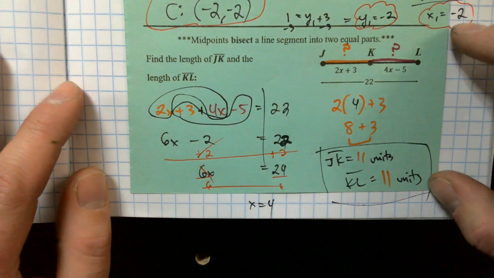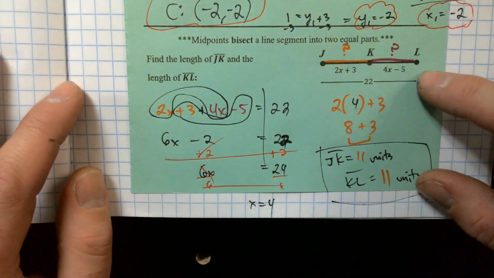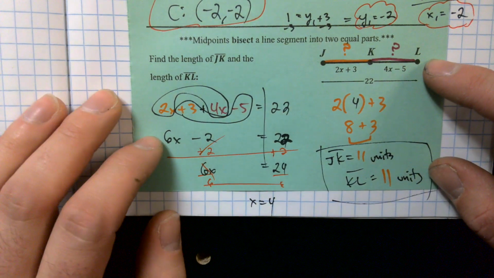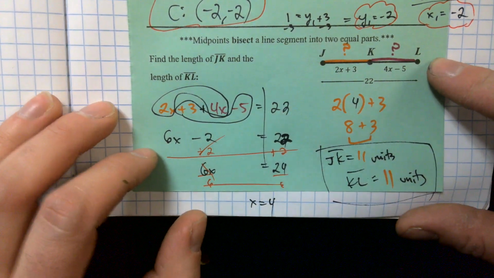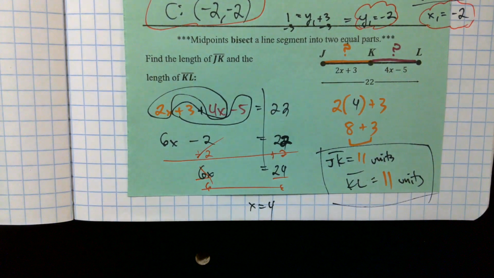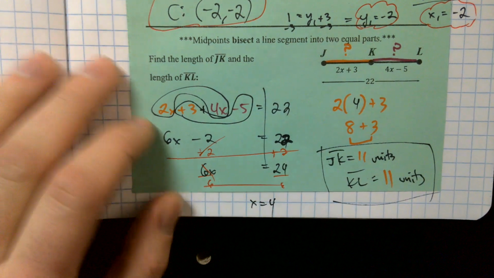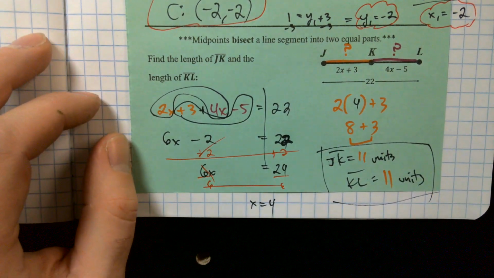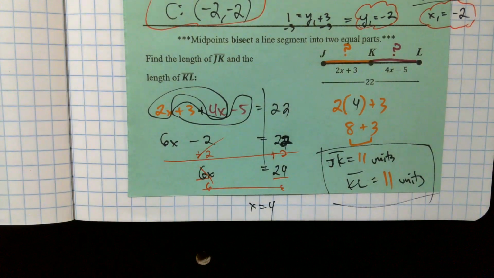So if it says that it bisects the line, you know that it's two equal parts. If it doesn't say that it bisects, like I said, even if it looks like they're equal, if it does not give you the information that these two parts are equal, you cannot assume they are the same. Does that make sense? Let me show you what I'm trying to say.